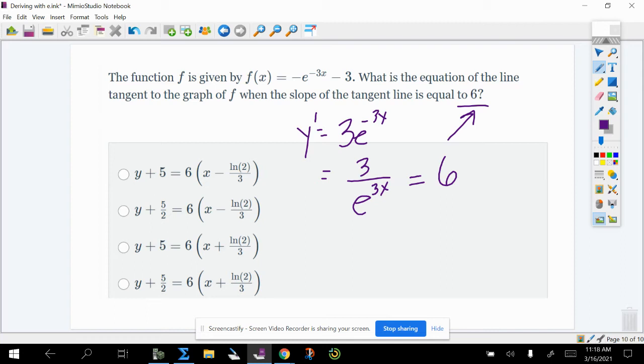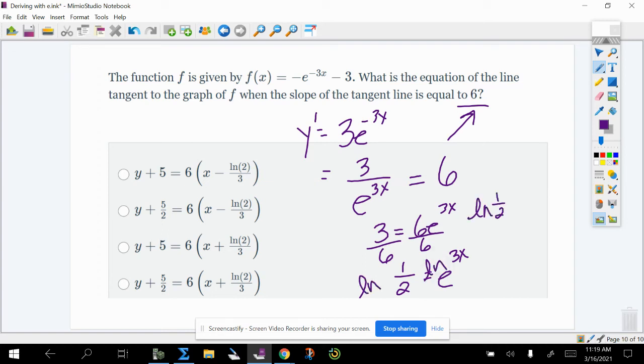So if I cross multiply that, I'm going to get 3 equals 6e to the 3x. I'm going to divide by 6. So I get 1/2 equals e to the 3x. I'm going to take the natural log of both sides. Well, you know what? I'm going to multiply it by 2. Which way do I want to go about doing this? Yeah, I'll take the natural log of both sides. So I'm going to get the natural log of 1/2 equals 3x. Divide by 3.